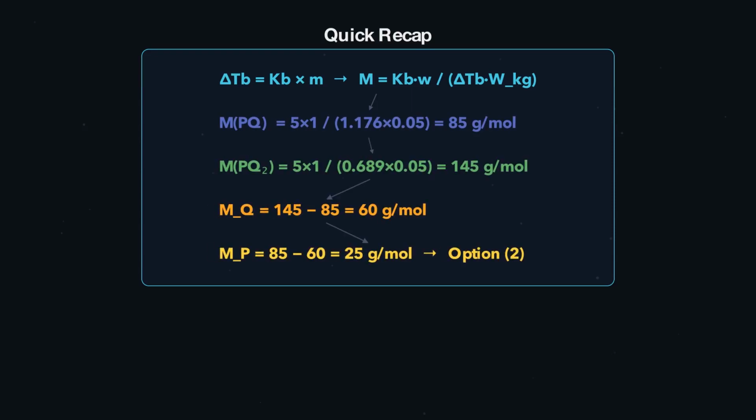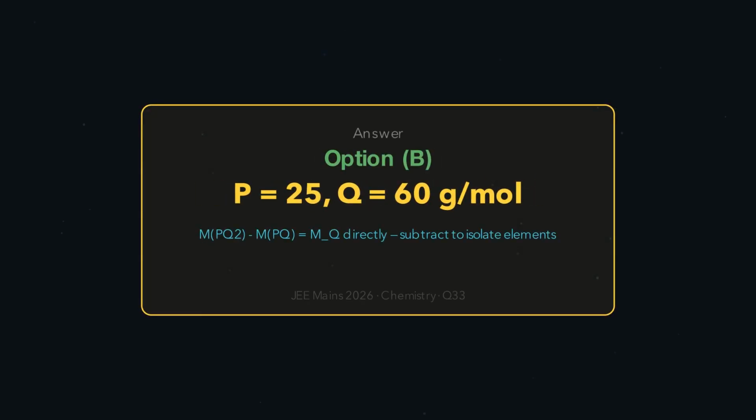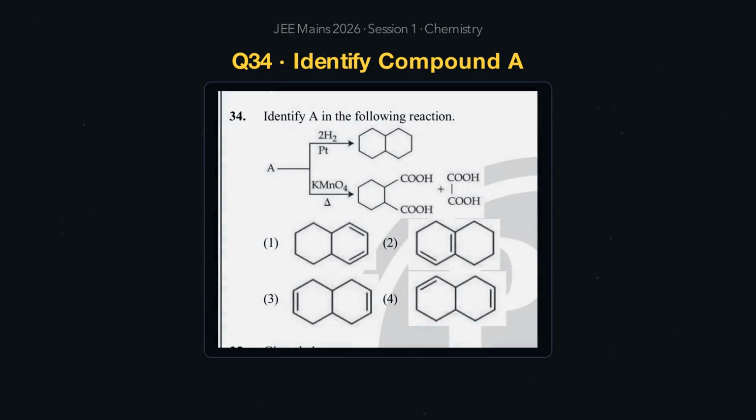The answer is option 2. P is 25, Q is 60. Notice that option 3 lists 65 and 145. Those are the compound masses, not the elements. Classic JEE trap. We need to identify compound A, which gives decalin on hydrogenation and specific dicarboxylic acids on oxidation.